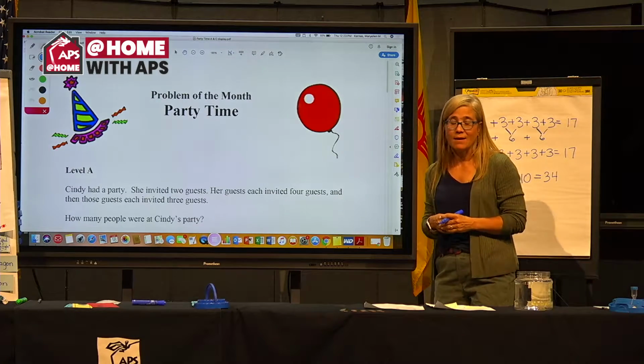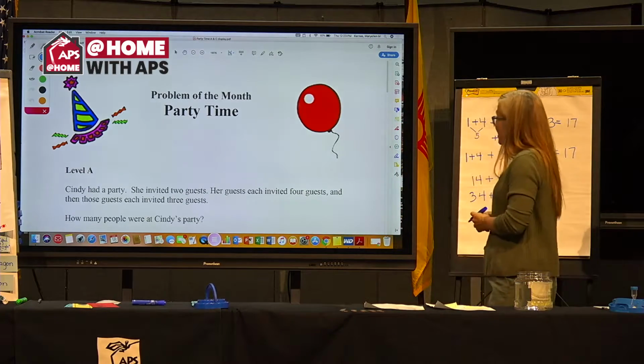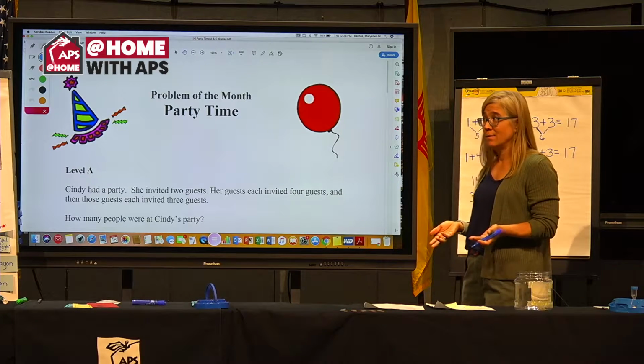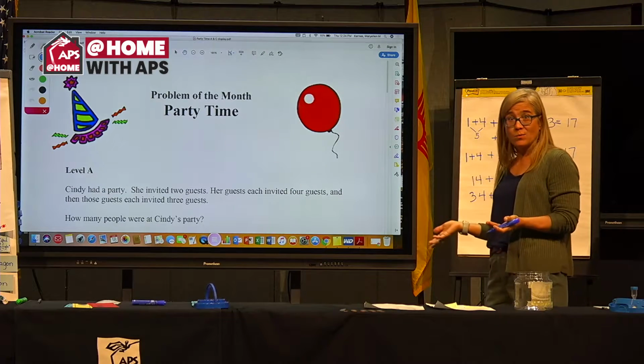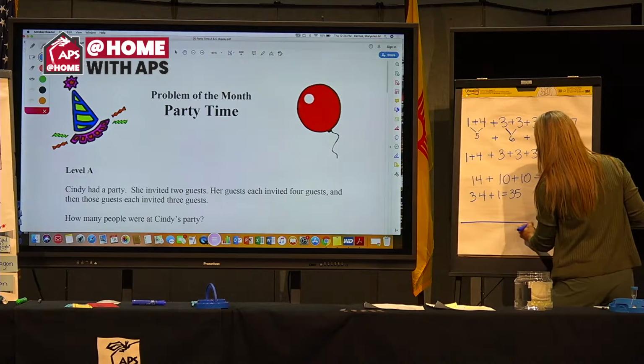But I think that we need to check it. We can use another strategy to check it. Something else I thought about was that we could use a number line and maybe just kind of add the people as we go. So I might have to write smaller.